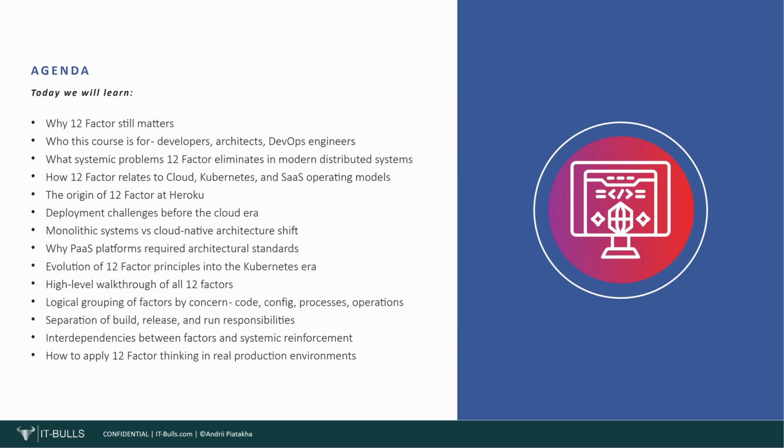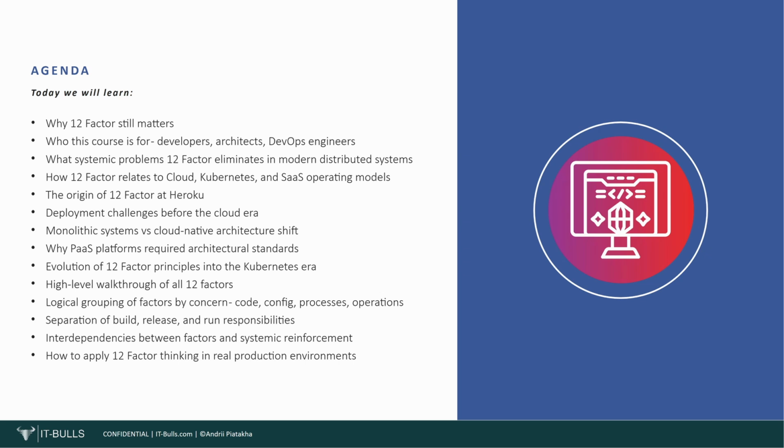Then, we will follow the evolution of 12-factor principles into the Kubernetes era and see how they adapted and remained relevant as the ecosystem matured. Once the context is clear, we will move into structure. I will provide a high-level walkthrough of all 12 factors, show you how they can be logically grouped by concern, and explain the importance of separating build, release, and run responsibilities.